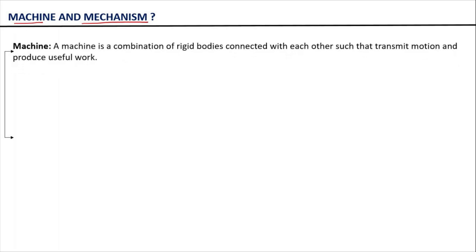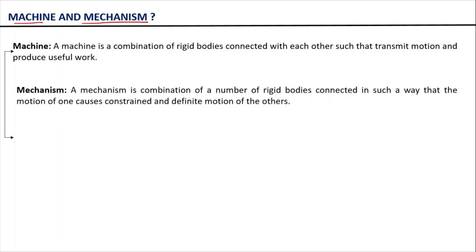The general definition of a machine is simply that it is a combination of rigid bodies, right? So you have several elements that are connected in such a way that they are transferring motion, and at the same time they are generating some useful work as well, right? So that is the primary definition of a machine.